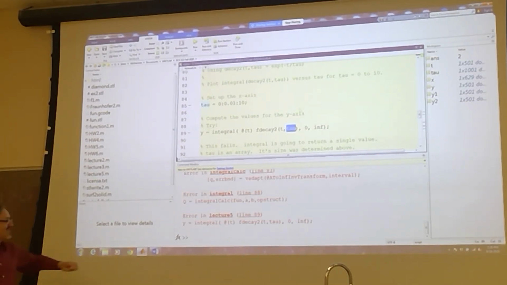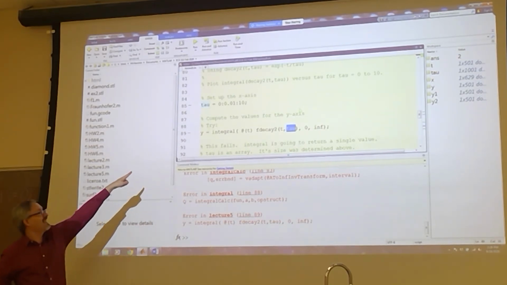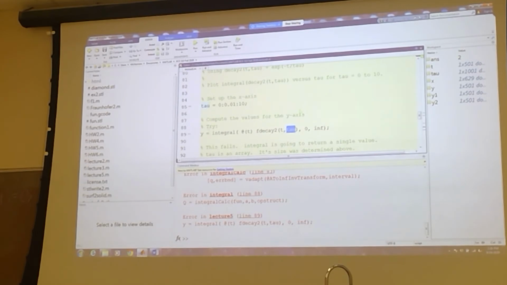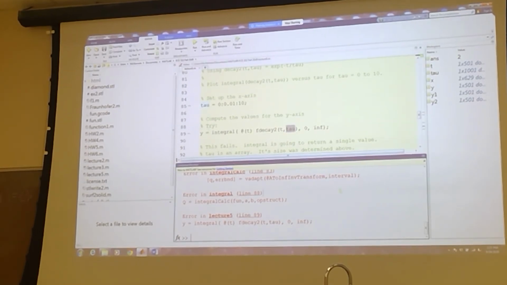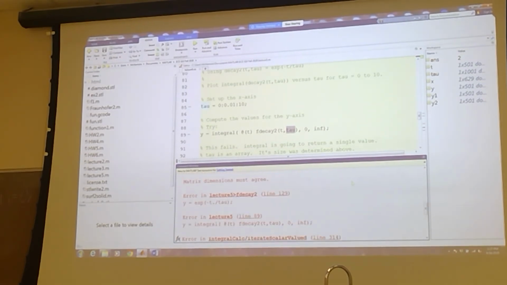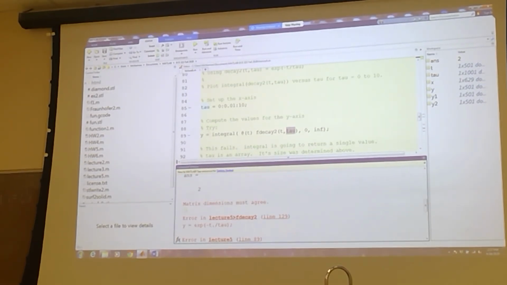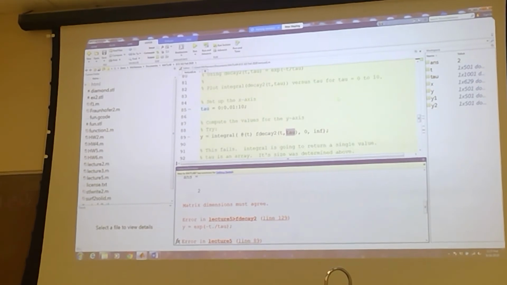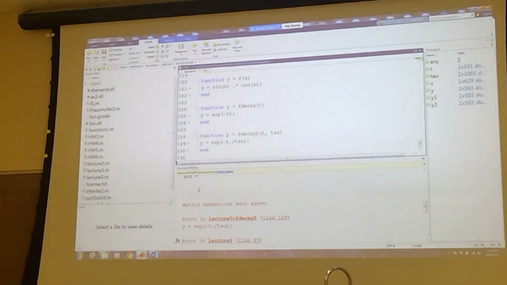Okay, so this line 89, that's right here, error in integral, error in integral calc, and if I keep going up, it's 10. But finally, I find this message, matrix dimensions must agree. So what failed on us, right? Okay, so what failed is, here's my function.